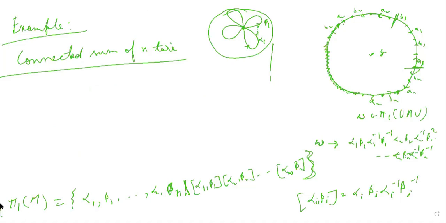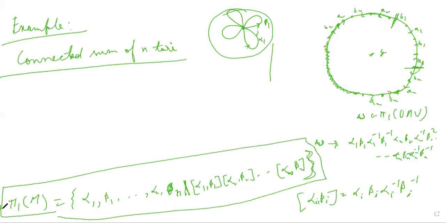So the fundamental group of the connected sum of n tori is presented by generators and relations like this.